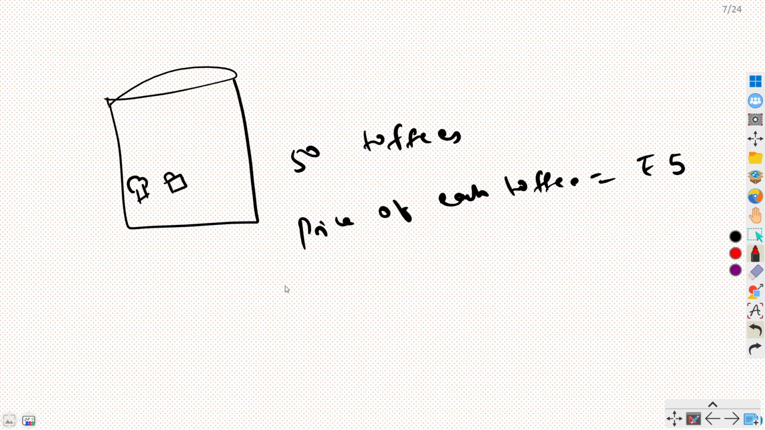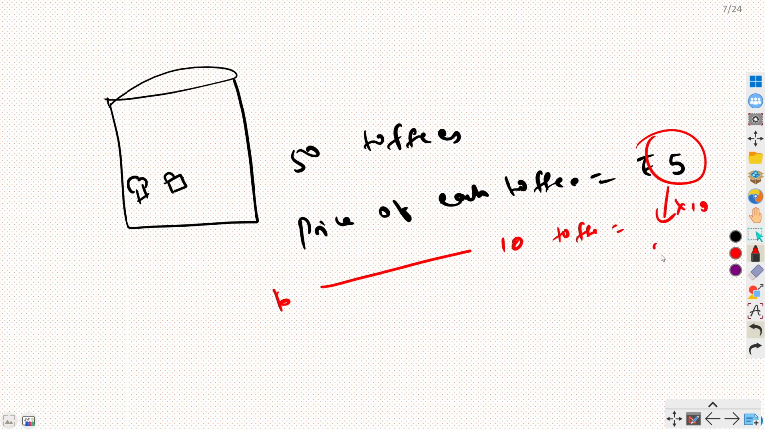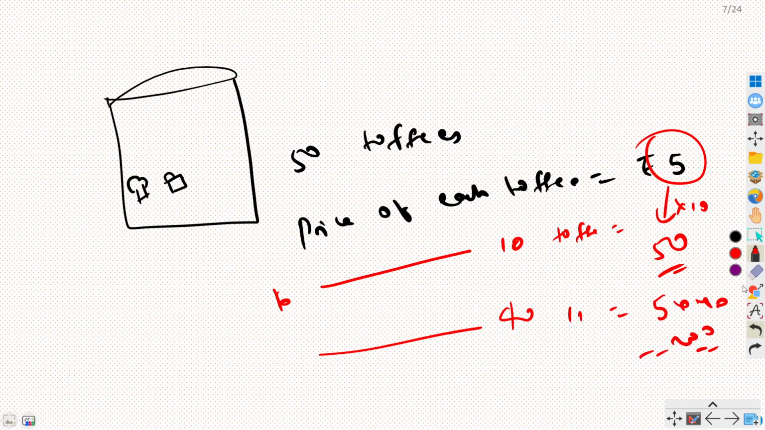So if someone asks you what is the price of 10 toffees, so what you will do, you will take this value and you will multiply this by 10 and you will get 50 rupees, right? Similarly, if someone asks you what is the price of 40 toffees, then what you will do, 5 into 40, 200. Now why you are able to do this? Because you know that the price of each toffee is same, right? So you are simply taking the base value and you are multiplying this again and again, right?